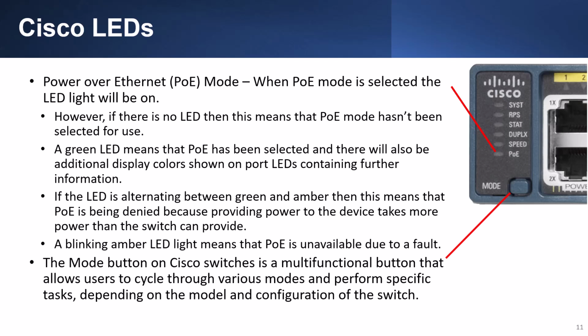If the LED is alternating between green and amber, then this means that the PoE is being denied because providing power to the device takes more power than the switch can provide. A blinking amber LED light means that the PoE is unavailable due to a fault.